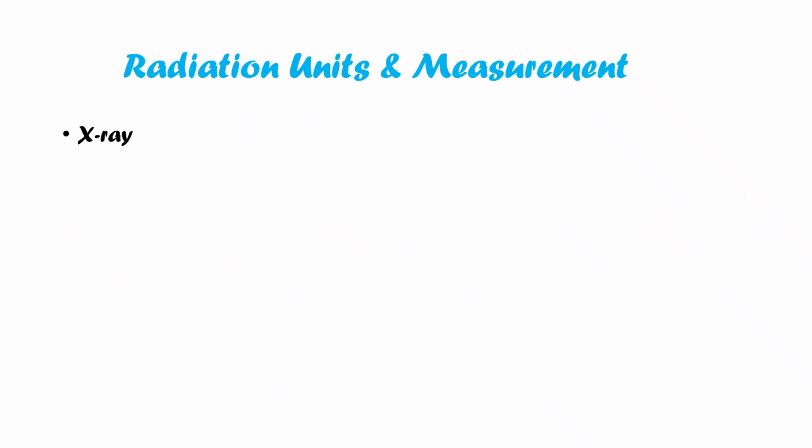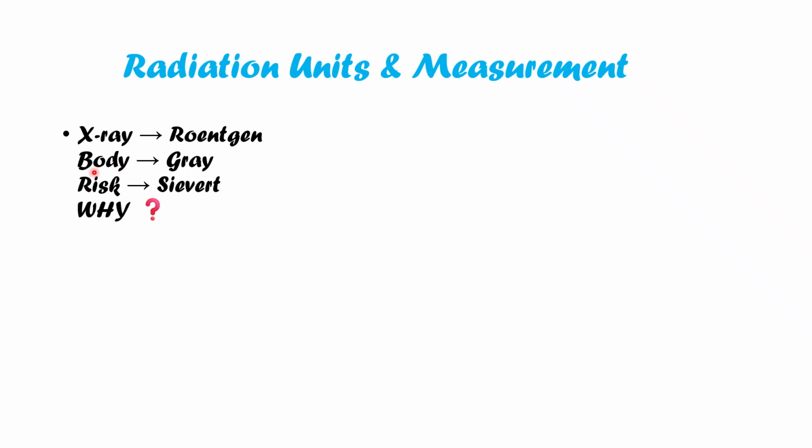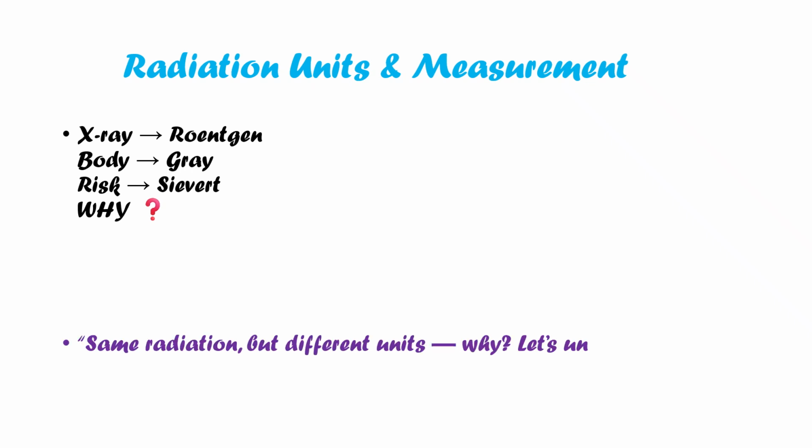First, see X-ray in air, the unit will be in Roentgen. If it is inside the body, the unit will be in Gray. If there is biological effect or risk, the unit will be in Sievert. Why? Same radiation, different meaning. Why so many units? Because radiation behaves differently at each stage.